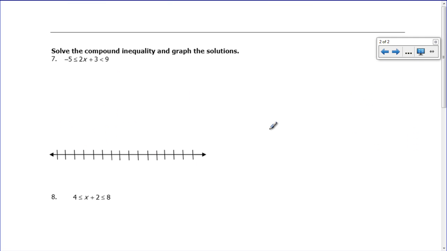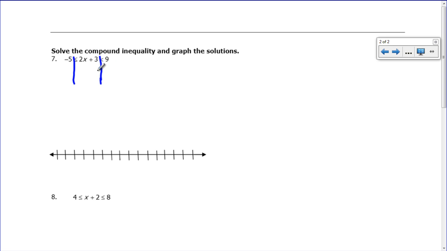So now let's talk about compound inequalities. With compound inequalities, you have stuff happening all over the place. I have -5 is less than or equal to 2x + 3 is less than 9. So my x is going to end up in the middle of my statement. What I do is split this into three parts: I have a beginning, a middle, and an end.